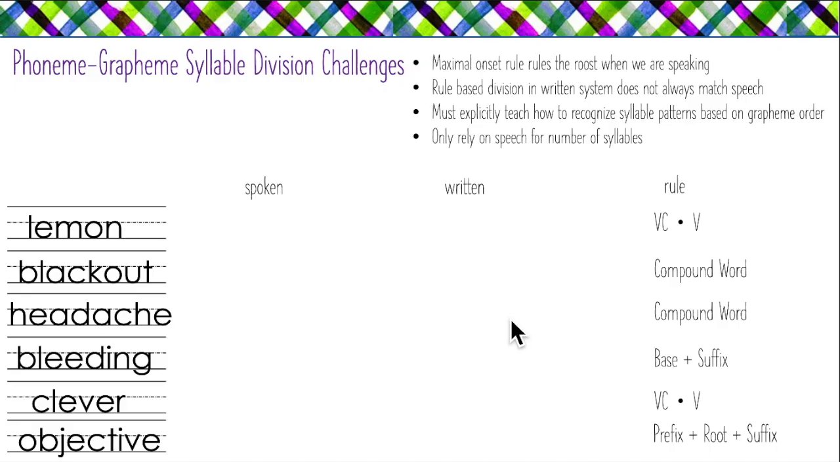And here's a good example of what happens. Lemon, this is how we say it, but this is how we break it up. If we saw it divided like this, the students are going to get incredibly confused and be like, that's an open syllable. You just told me that was an open syllable. I can't do that. You've got to follow this rule here, okay?